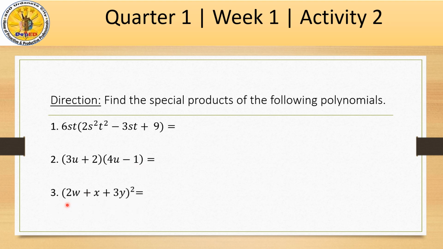Next, number 3, the quantity 2w plus x plus 3y close quantity square. Okay, get what is the product?